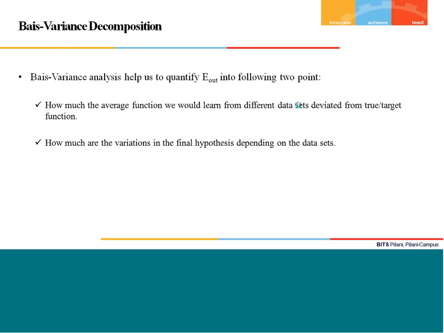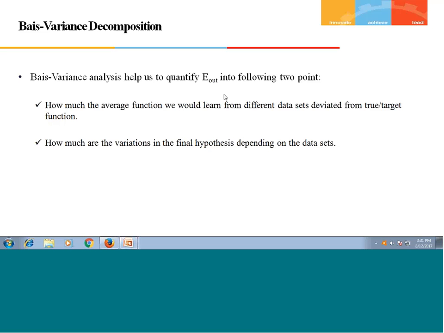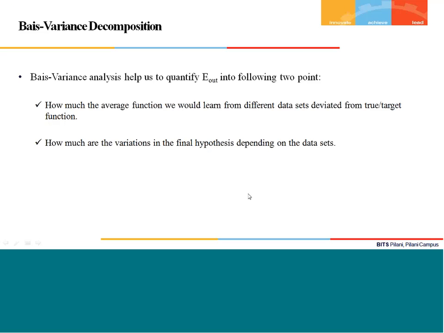So my ultimate motive is to do some analysis and try to find out what are the factors that are affecting that error E out. So, how much does the average function we would learn from the different data sets deviate from the true target function? Bias variance analysis helps us to understand this. For an example, this point is important. So for an example, this was a true function that you were trying to learn, right?